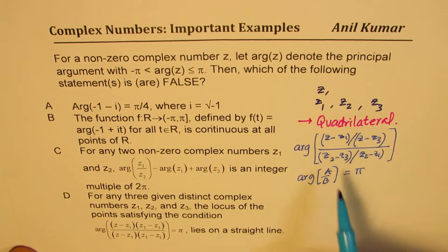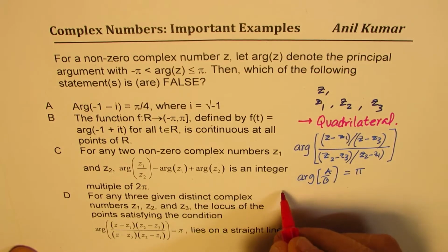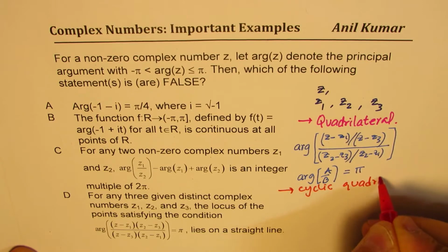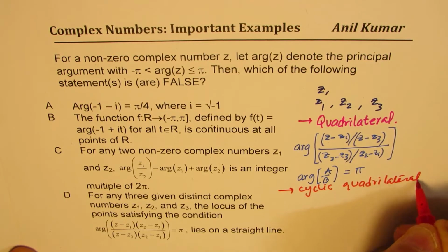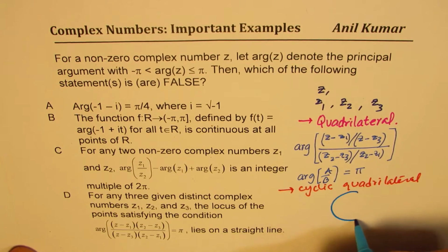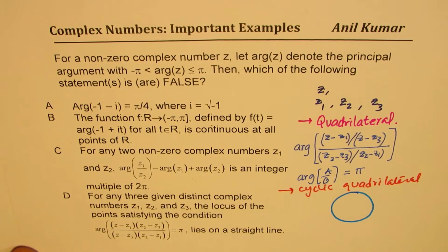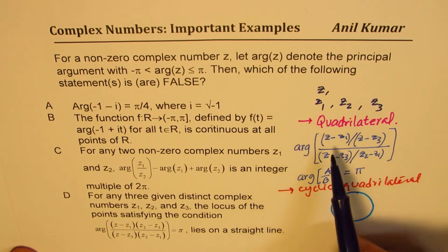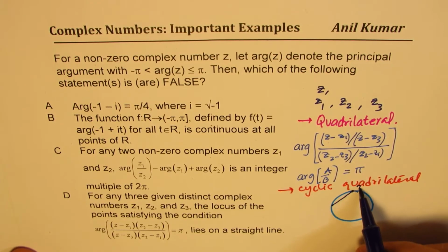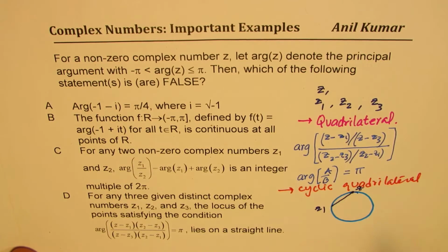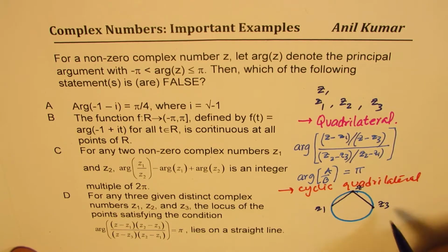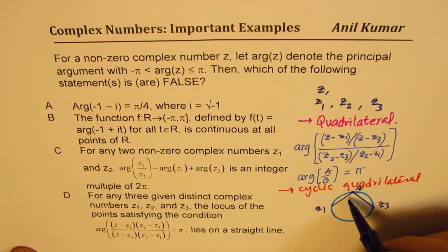So that suggests to you a cyclic quadrilateral, right? So it gives you an idea that it is a cyclic quadrilateral. A cyclic quadrilateral is one where all the points are on the circle, right? All the points are on the circle, correct? So in the given scenario, if you think like this, z minus z1, z minus z1. Z minus z3 will be like this, z3, correct?